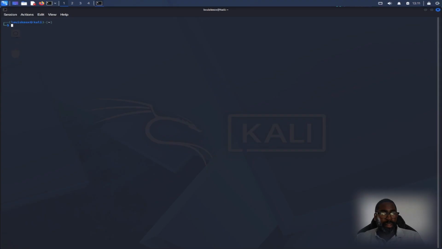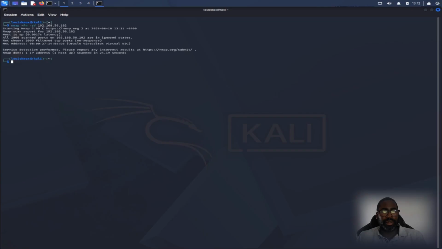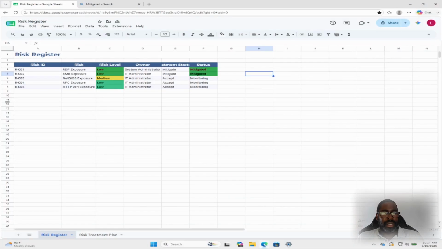After implementing the selected controls, I will perform a follow-up service discovery scan to determine whether the changes affected the exposed services. The follow-up scan shows that the previously identified services are no longer exposed, indicating that mitigation actions were successfully implemented. Now that the mitigation actions have been implemented and validated, I'll review the risk register.